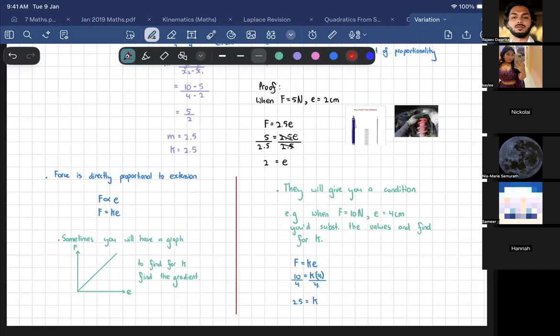So these are the major situations you would have in the exam. Either they give you a graph or they give you a condition. This one is more probable. That's what they typically do.